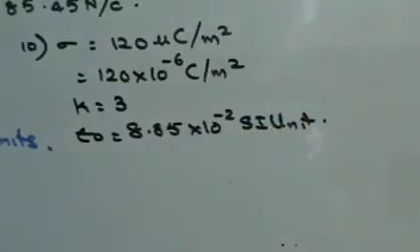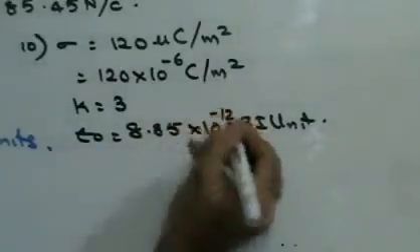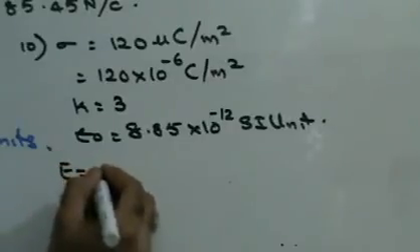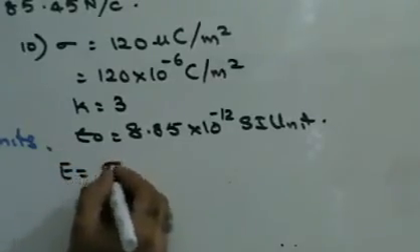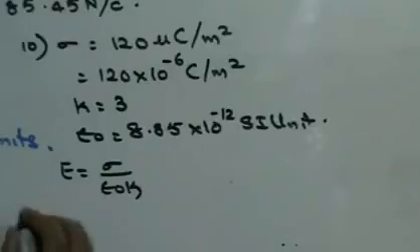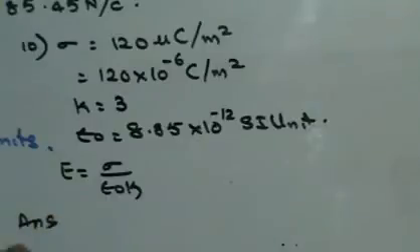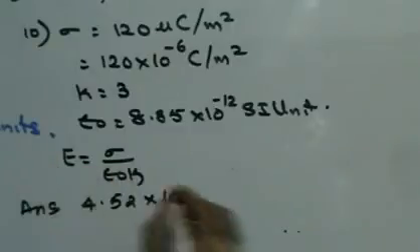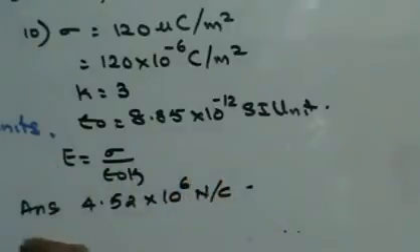Now we know that the value of epsilon 0 is 8.85 into 10 raised to minus 12 SI units, right? Now electric intensity at a point near the charged conductor is σ upon ε0k, right? So in that case, you have sigma, you have epsilon 0 k, straight multiplication. Answer for this sum should be 4.52 into 10 raised to 6 newtons per coulomb. Next, click on next one please.